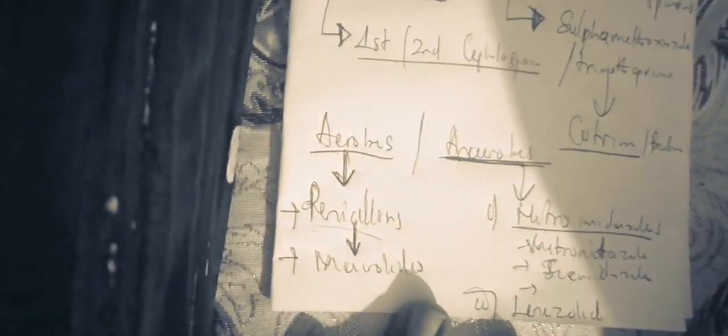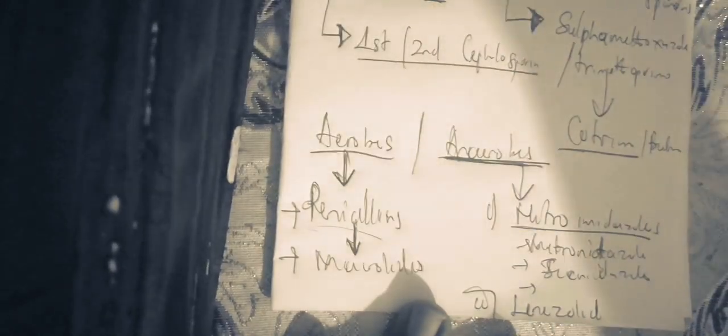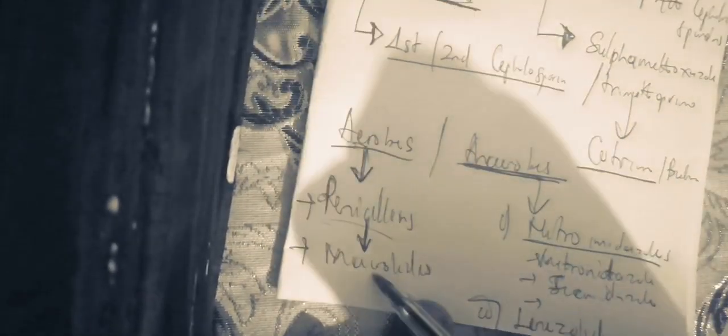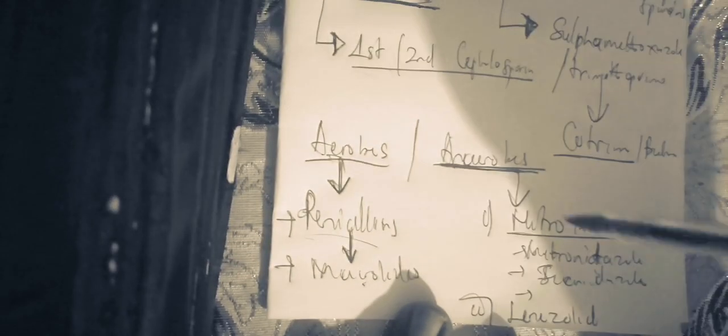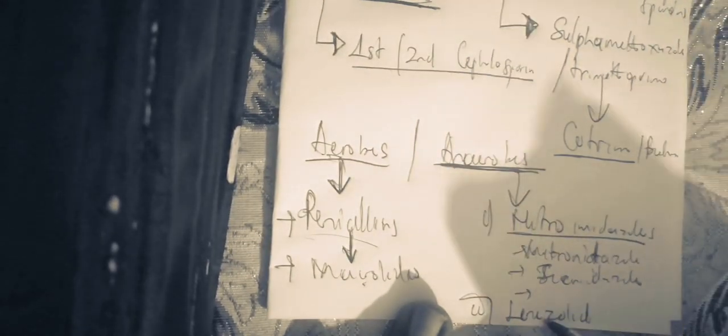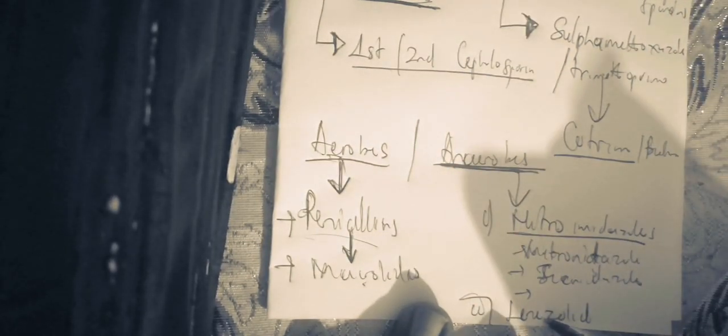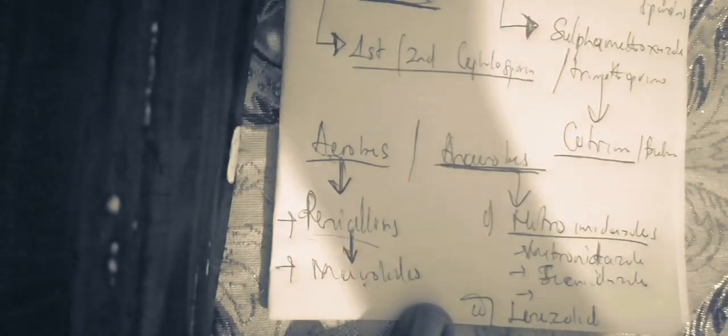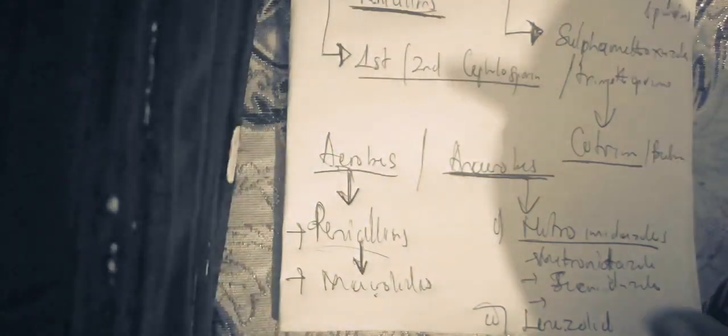So if you have a patient and you are thinking of an aerobe, give penicillins or macrolides. If you think of an anaerobe, you give nitroimidazoles or linezolid. Is it clear? So those are generally the antibiotics that are given based on the gram stain. General antibiotics.